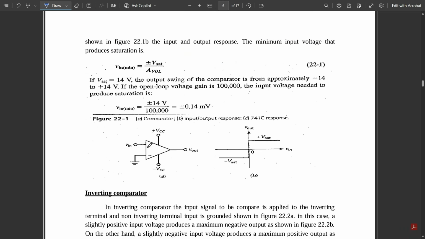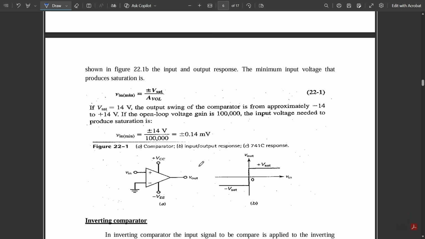Here, this is the op-amp amplifier. It consists of plus VCC and minus VEE, one output, and at the inverting terminal the input is provided, and at the non-inverting terminal the second input is grounded. That's why it is called a non-inverting comparator, and we do not have any feedback here. So this is the basic comparator circuit, which is also called a zero crossing detector circuit.